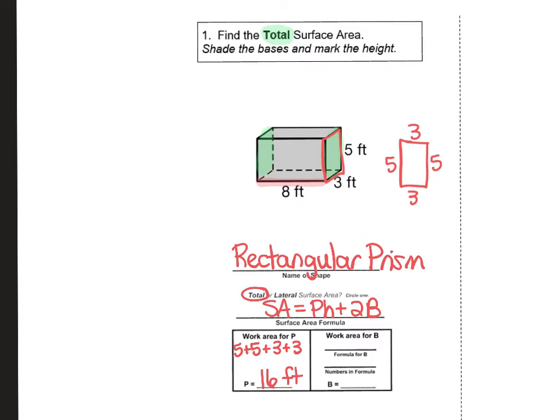The next thing we want to do is the formula for the area of the base. Well, this is a rectangular base, so we would do length times width, or base times height. And we can see that it's 5 times 3 for the area of the base. So we get that the area of the base is 15 feet squared, because area is always squared.